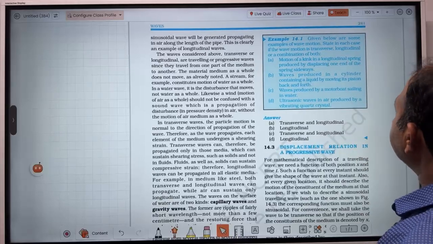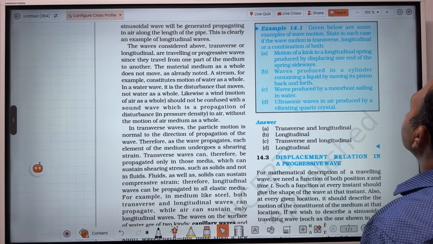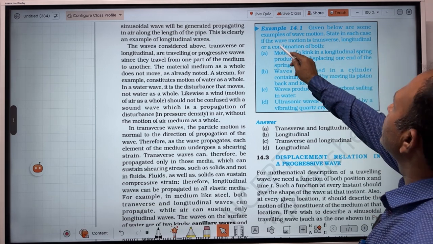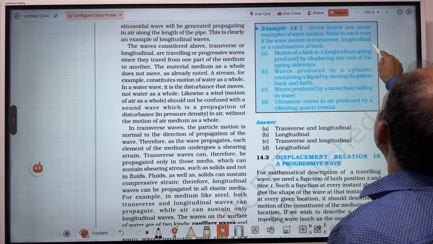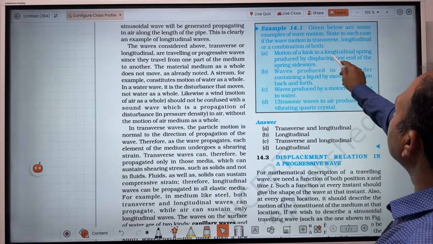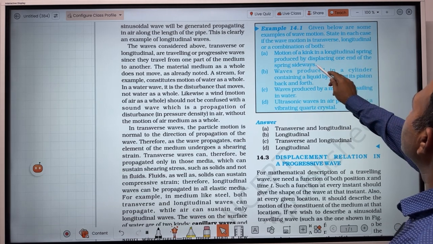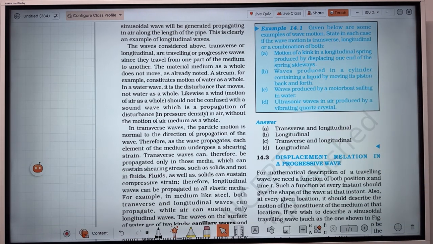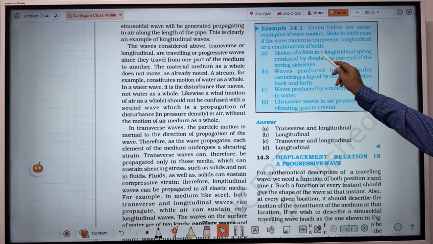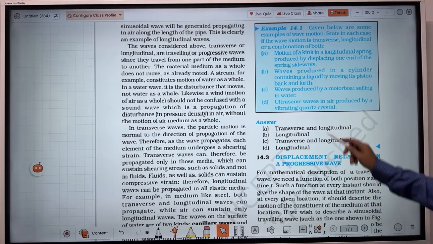Here, there is one question. The question says, given below are some examples of wave motion. State in each case if the wave motion is transverse, longitudinal, or a combination of both. Motion of a kink in a longitudinal spring produced by displacing one end of the spring sideways. So here what happens? Motion of a kink. So the kink will have both types of motion. One is transverse, meaning two types of waves will be there, transverse as well as longitudinal.